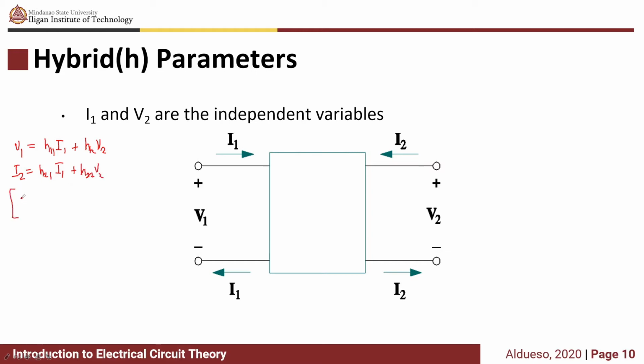Now in matrix form, this is V1 I2 equal to the H parameters H11 H12 H21 H22 times I1 V2.